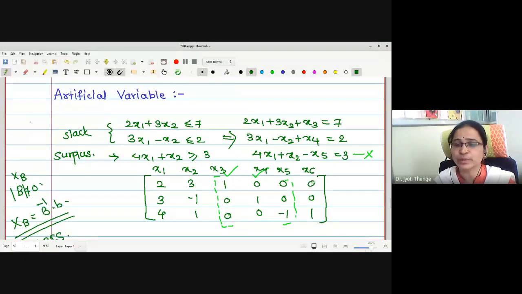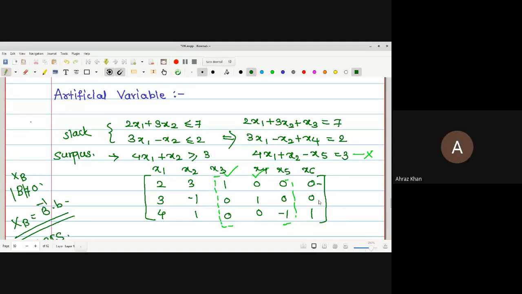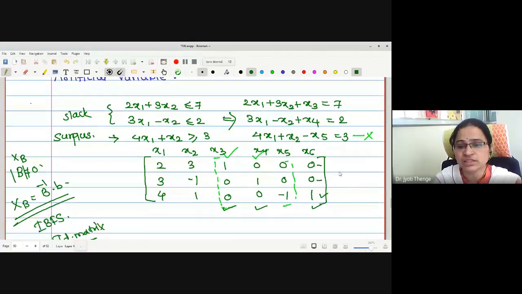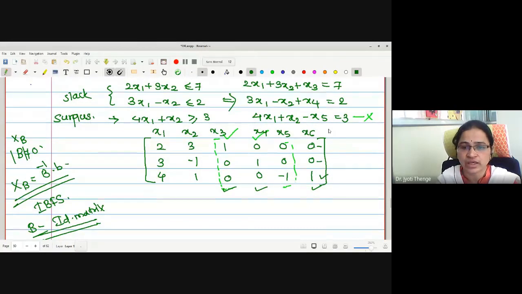And that variable should be introduced in which equation? Not in the first, not in the second. Yes, it is in the third equation. And if we introduce a variable x6 in such a way, it will create an identity matrix. Therefore, this will be the first column, second column, and this will be the third column. So let us introduce this in the third equation.